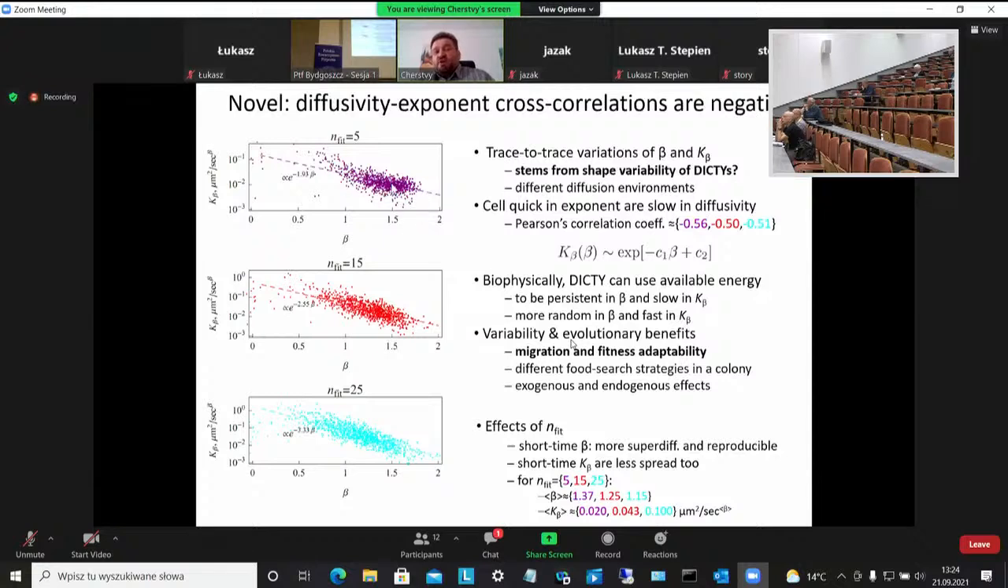So this variability in transport coefficients, which we observe here, and the anti-correlation reflect the fact that these cells use the energy available to them either to propel themselves in terms of exponent or in terms of diffusivity. This is how I see it biologically. But the main implication is fitness. This variability helps the colony of cells to survive for longer times.